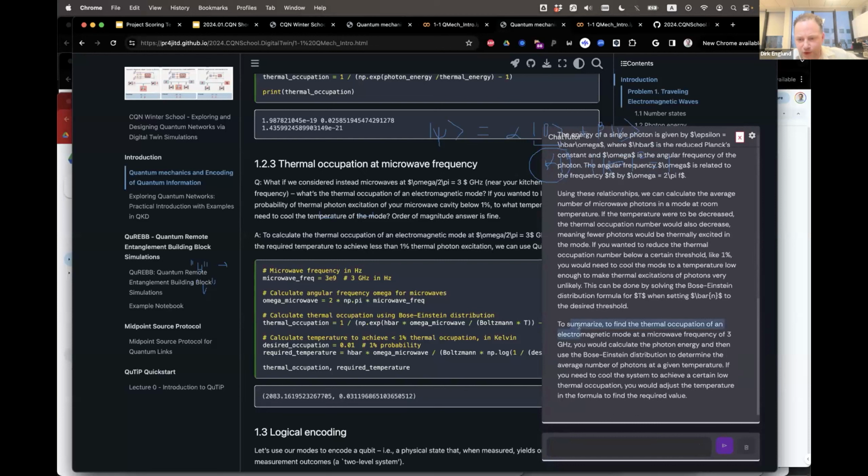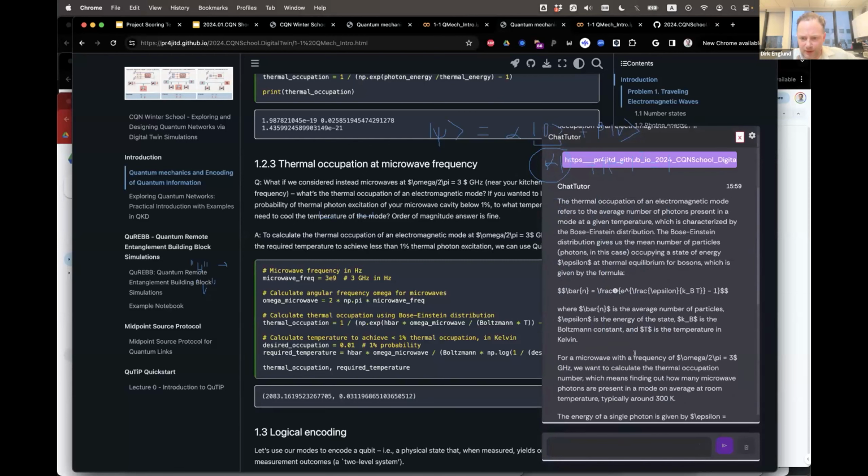Okay, to find the thermal occupation of an electromagnetic mode at microwave frequency of 3 gigahertz, we would calculate the photon energy and then use the Bose-Einstein distribution to determine the average number, okay? And the Bose-Einstein distribution is given here.